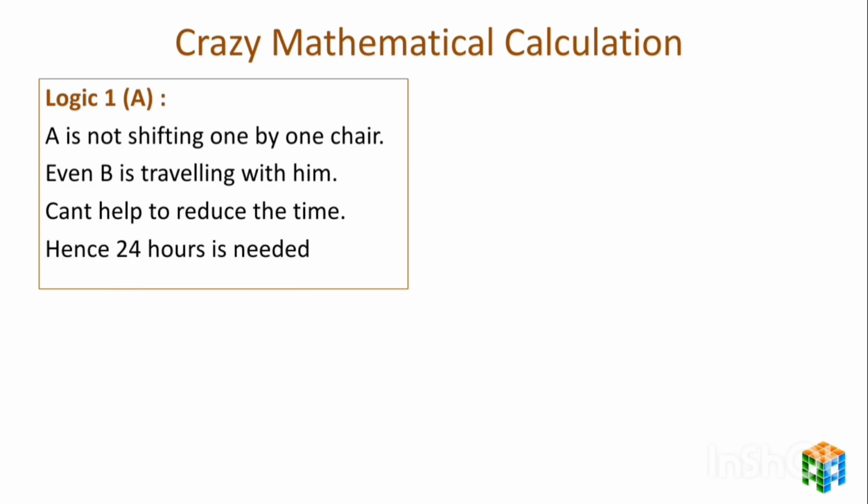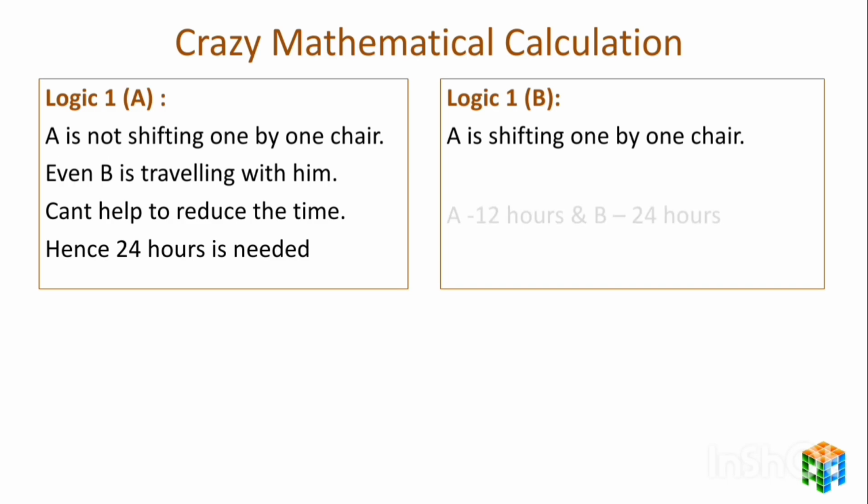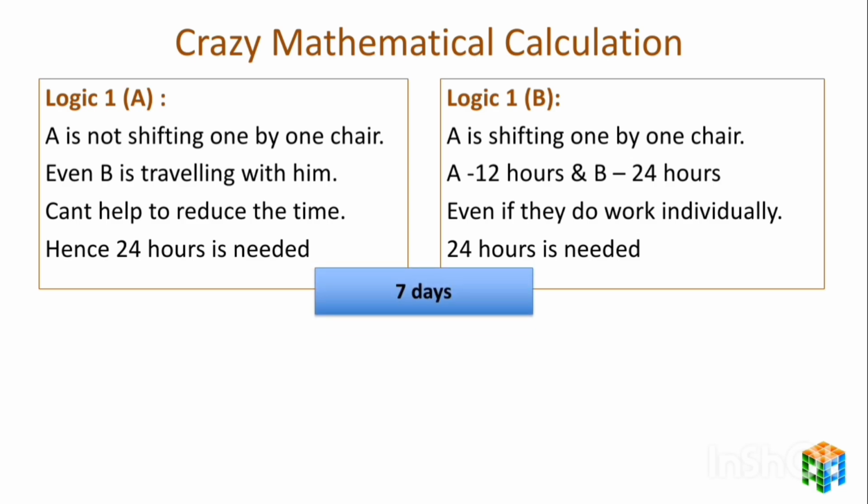Now the same case with a slightly modified version. Suppose A is shifting chairs one by one. For it, A takes 12 hours and B 24 hours. Whether they work together or separately, the time needed is 24 hours. Now we got a different answer. Instead of 6 days 16 hours, now we have 7 days. For the two chairs also we need a complete 1 day, 24 hours.